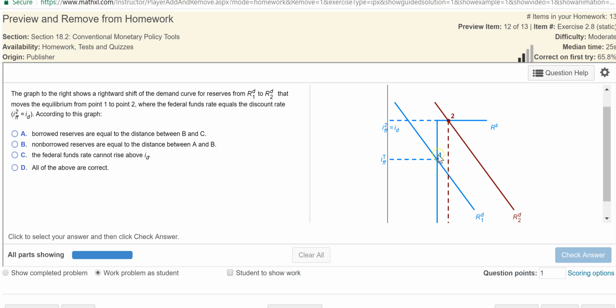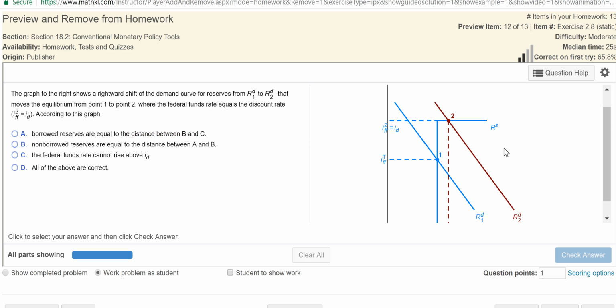So if the demand curve shifts to the right, the initial equilibrium is at point 1 here, and then with the right shift of the demand curve, the new equilibrium is at point 2. So let's check each of these 4 choices here. A, borrowed reserves are equal to the distance between B and C.